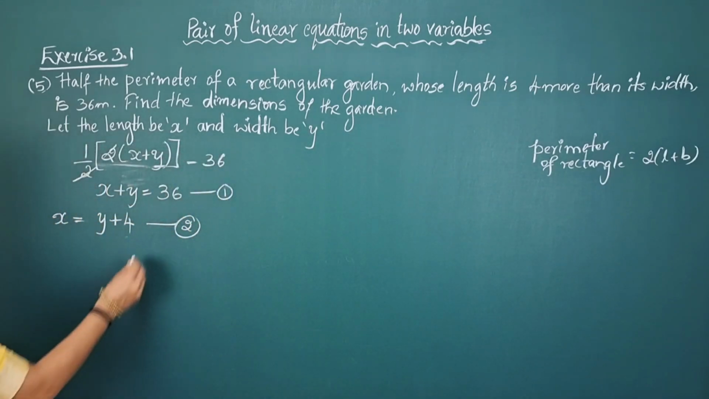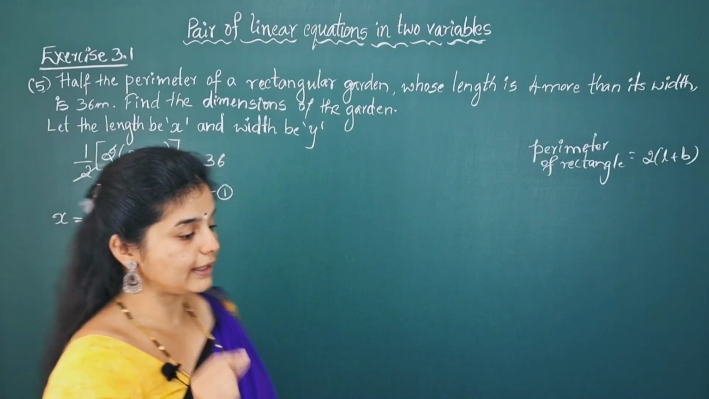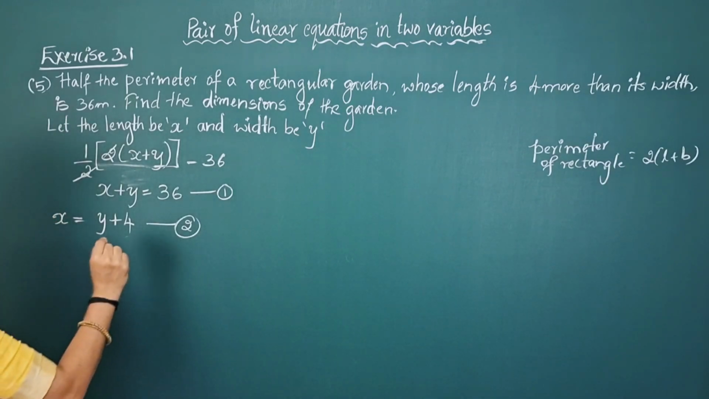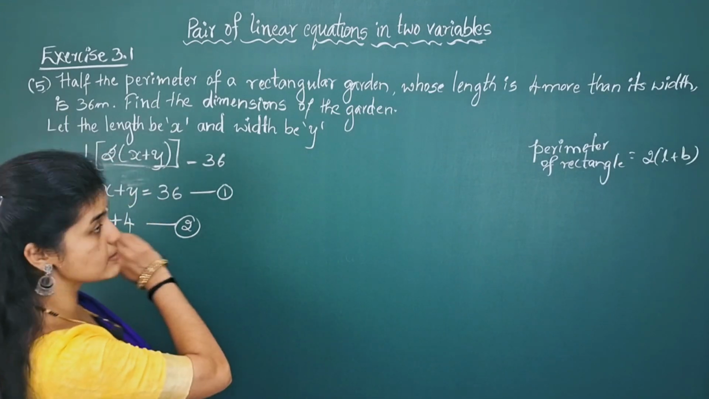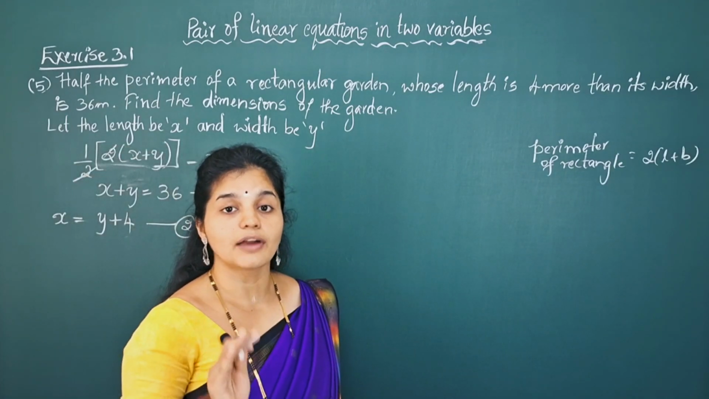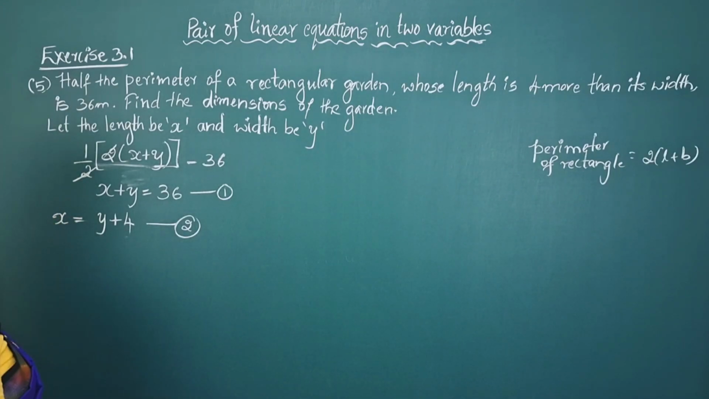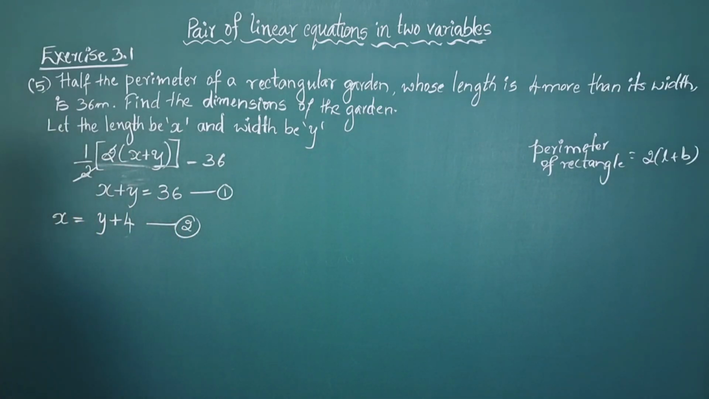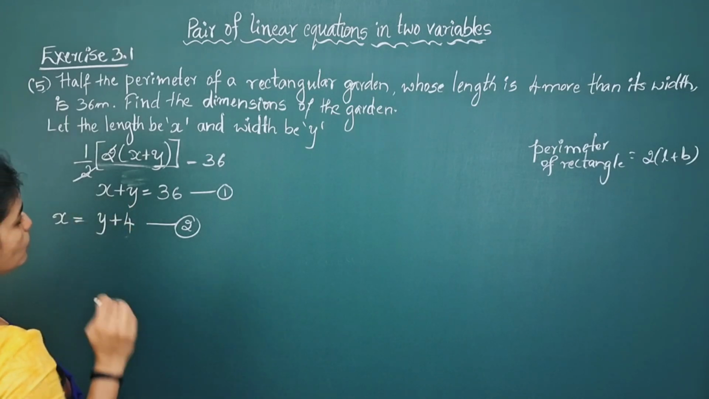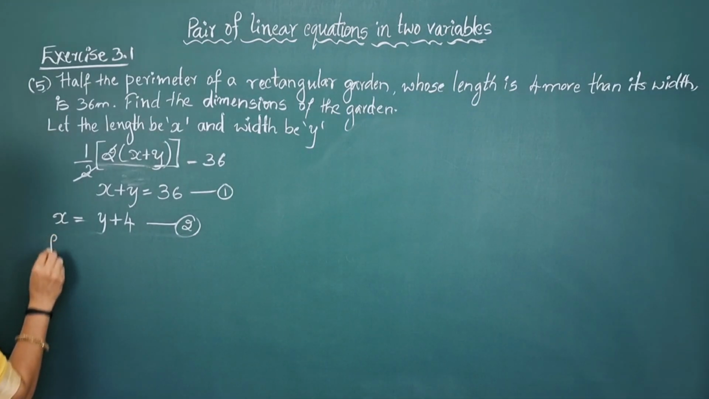ಈಗ ನೋಡಿ, we have obtained two linear equations. Now we have to solve them. ಇವುಗಳನ್ನ ಸಾಲ್ವ್ ಮಾಡಿ ನಾವು ಆನ್ಸರ್ಸ್ ಅನ್ನ ಹೇಳಬೇಕು. So now this whole exercise 3.1 is related to the graphical solution. ಗ್ರಾಫಿನ ಫಾರ್ಮ್ ಅಲ್ಲಿ ನಾವು ಇವುಗಳನ್ನ ಸಾಲ್ವ್ ಮಾಡಿ ಡೈಮೆನ್ಷನ್ಸ್ ಅನ್ನ ಹೇಳಬೇಕು. So now let us draw the table for each equation. So x plus y is equal to 36, ಹಾಗೆ x is equal to y plus 4 ಅಂತ ಹೇಳೋದಕ್ಕೆ ನಾವು ವ್ಯಾಲ್ಯೂಸ್ ಅನ್ನ ಬರ್ಕೊಂಡ್ ಬಿಡುವ.